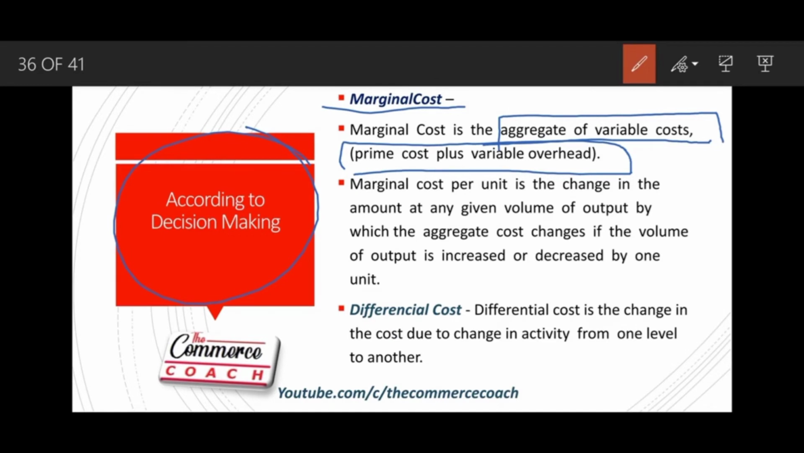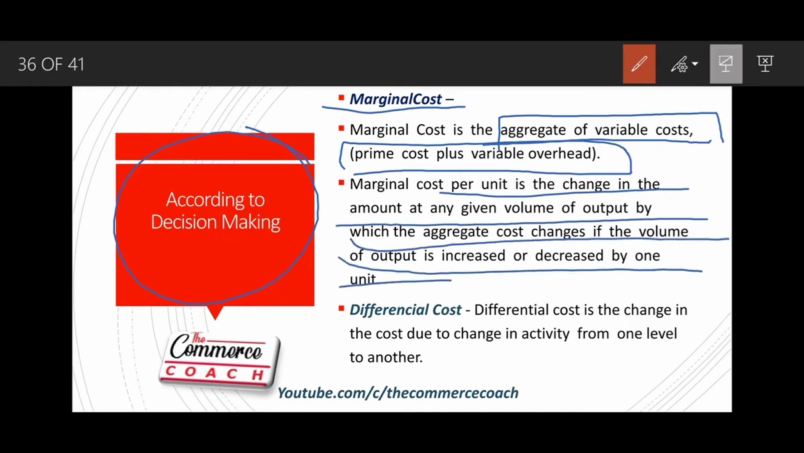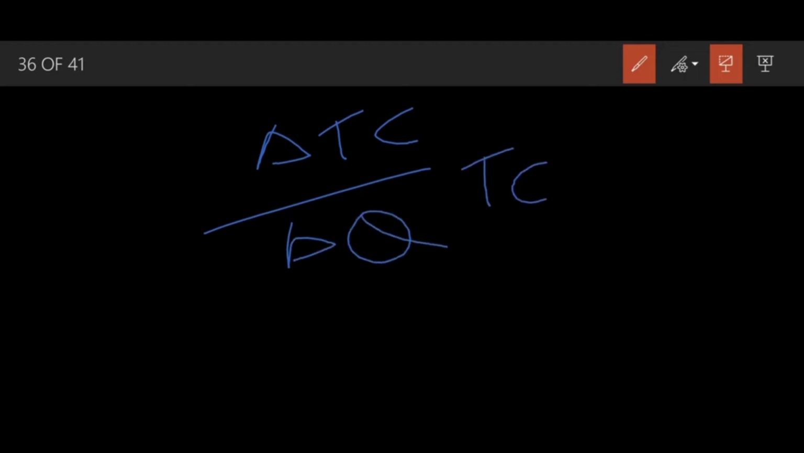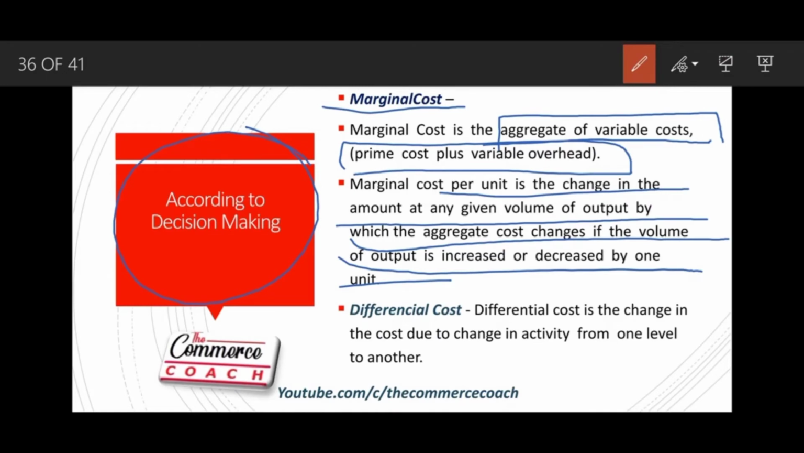You have learned about marginal cost in economics as well: marginal cost per unit is the change in the amount at any given volume of output by which the aggregate cost changes if the volume of output is increased or decreased by 1 unit. So we have learned this formula, right? Change in total cost divided by change in quantity, or I must say TCn minus TCn-1. These are the formulas in economics, but in costing we will be learning marginal costing in a different way, as a whole chapter in Intermediate. The definition would be the same.